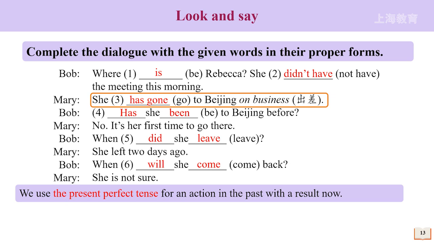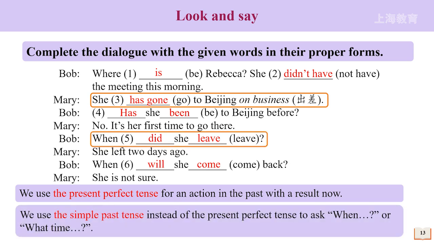Have been to 表示去过某地并已回来。Have gone to 表示去了某地并未回来。Please remember, we use the simple past tense instead of the present perfect tense to ask when or what time. So Bob asks, when did she leave?